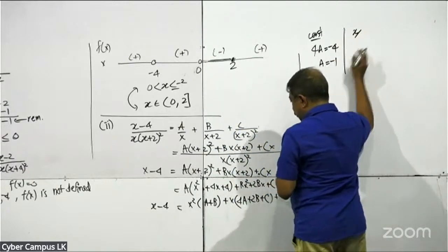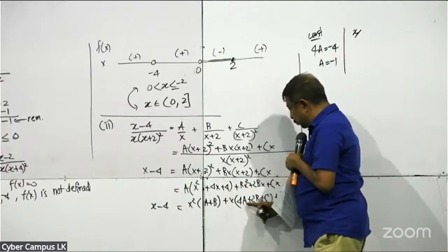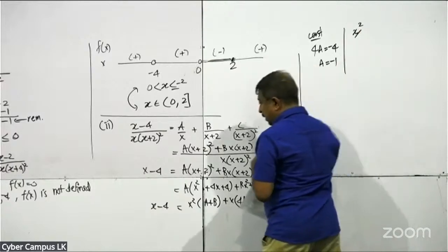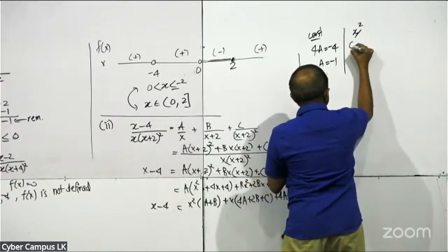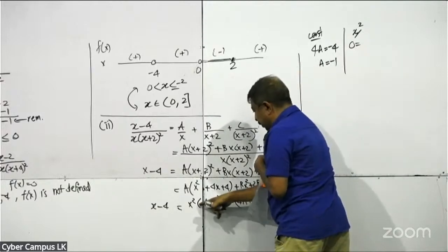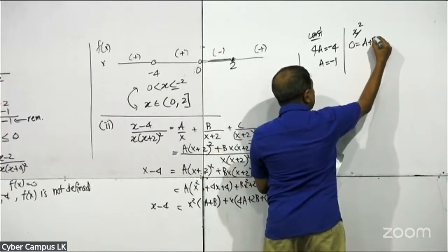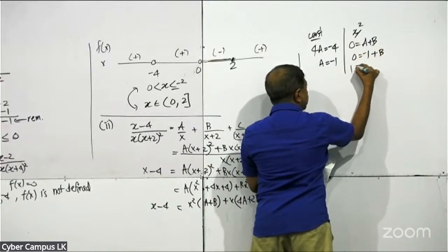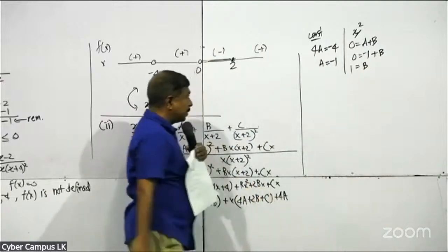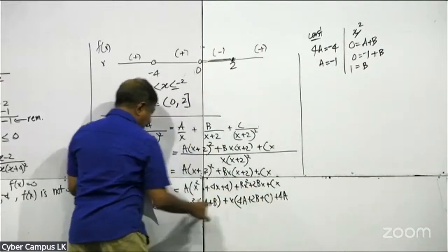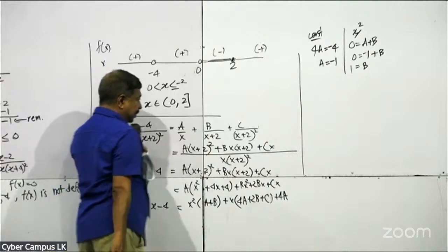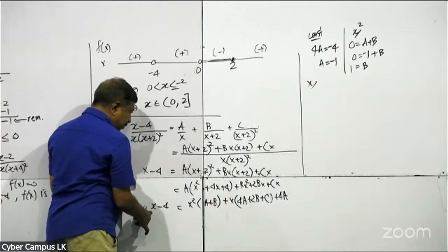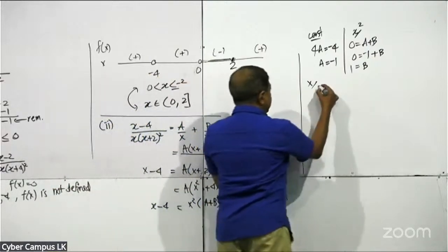If you compare the coefficients, sorry, don't go for x. You have all three unknowns there. Go for x squared. Then there's no x squared term here. The coefficient of x squared is A plus B. A is minus 1. So B is 1. Right? Now go for this and equate the coefficients of x. In this side, it is 1. This is 4A plus 2B plus C.